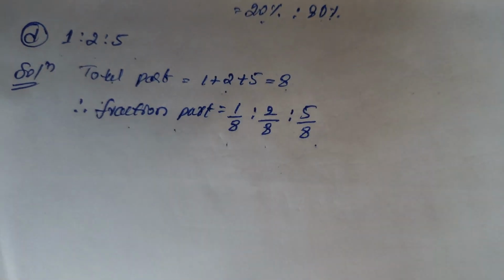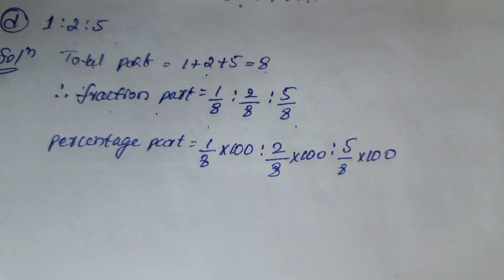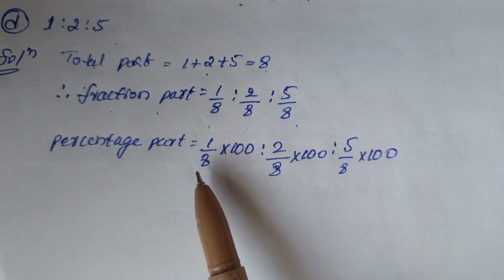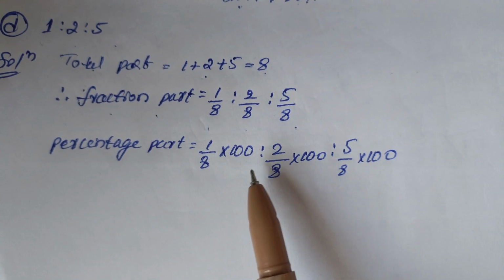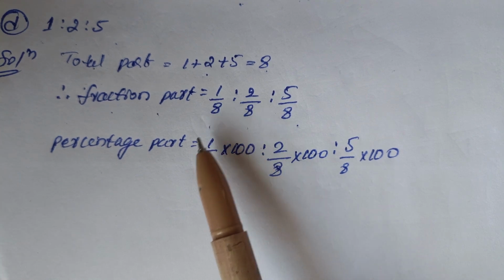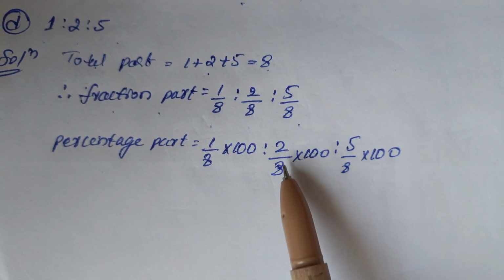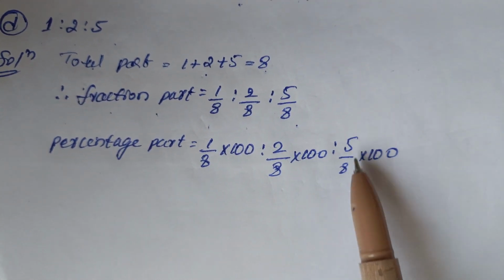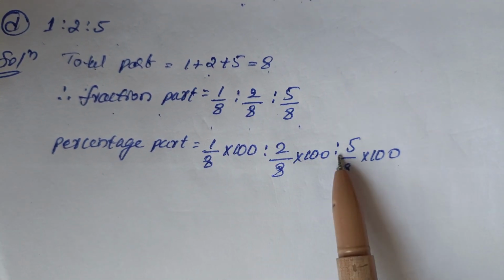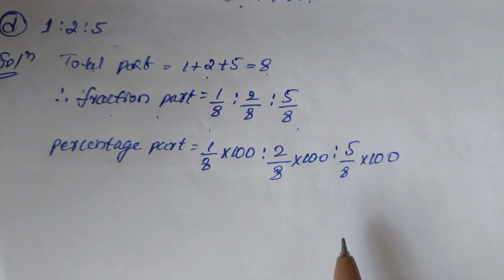Okay. Now let's write the percentage part. Anything we want to find as a percentage, we multiply by 100. Similarly, here the fraction part is there, and we need to multiply it by 100. 1 divided by 8 into 100, 2 divided by 8 into 100 is to 5 divided by 8 into 100. This is called the ratio, the two dots.